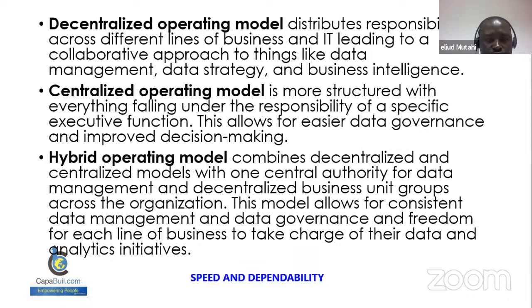You will also have what you call a centralized operating model. This is more structured, with everything falling under the responsibility of a specific executive function. This allows for easier data governance and improved decision making. Then you can also have the hybrid operating model. This is where you combine the decentralized and centralized models, with one central authority for data management and decentralized business unit groups across the organization. This model allows for consistent data management and data governance, and the freedom for each line of business to take charge in the data and analytics initiative.